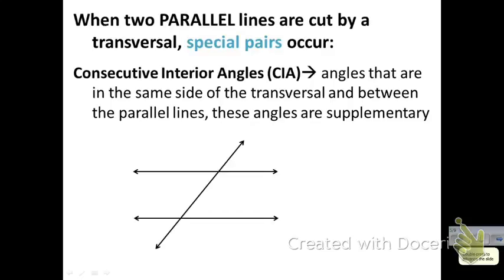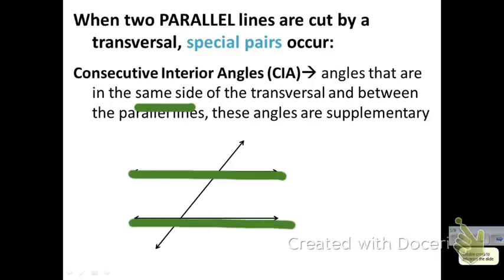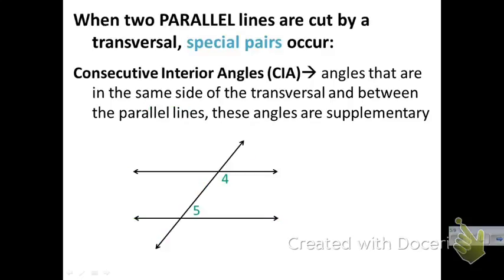Alright, our last special pair is the consecutive interior. To be consecutive interior, they have to be inside, and then the keyword, on the same side of the transversal. So we're talking about on the same side over here. So if the lines are parallel, then we find out that these are supplementary. So these are actually the ones that are not congruent.